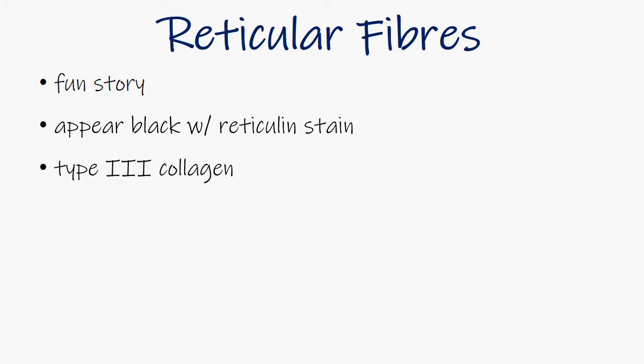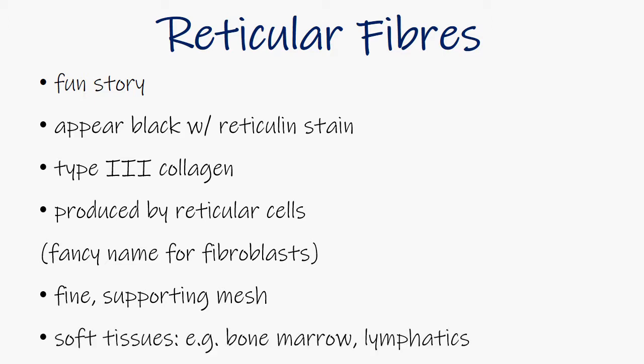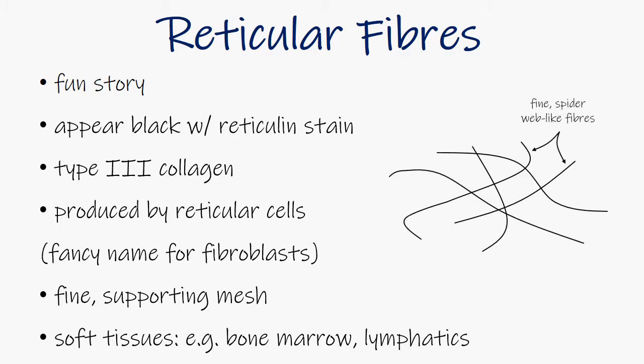Reticular fibers are produced by reticular cells, which is just a fancy name for the fibroblasts that produce the reticular fibers. These fibers form a fine, spider-like web supporting mesh for cells in soft tissues, such as the bone marrow and lymphatics. This is shown schematically here, with the fine, spiderweb-like black fibers providing a supporting mesh for the cells that sit on the fibers.